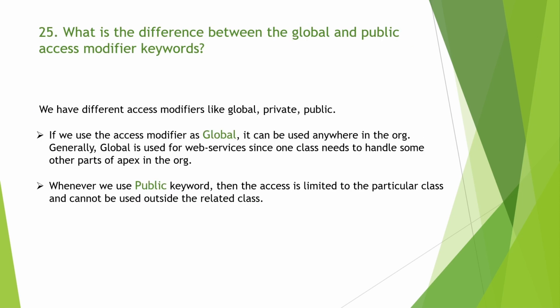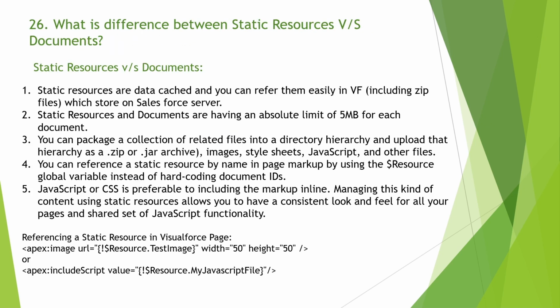What is the difference between the global and public access modifier keywords? We have different access modifiers like global, private, public. If we use the access modifier as global, it can be used anywhere in the org. Generally, global is used for web services since one class needs to handle some other parts of Apex in the org. Whenever we use the public keyword, then the access is limited to the particular class and cannot be used outside the related class.